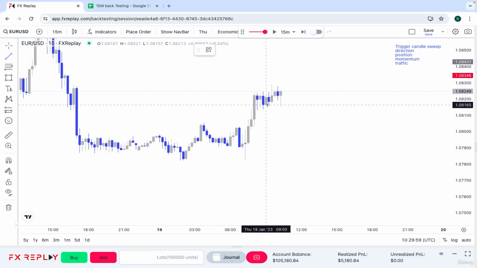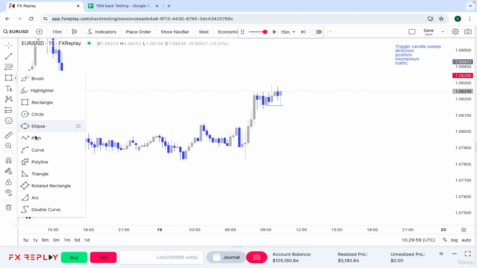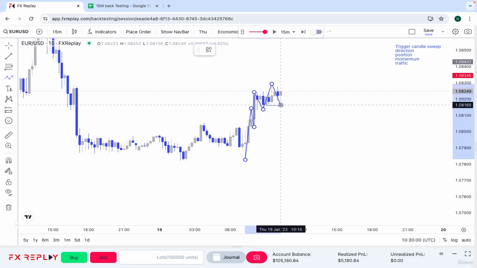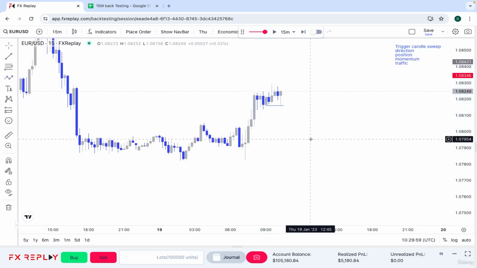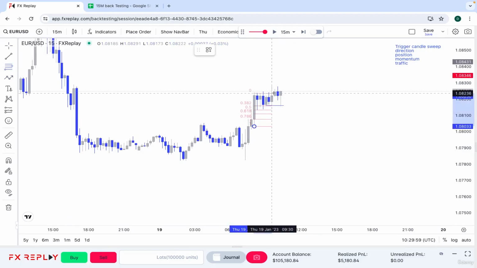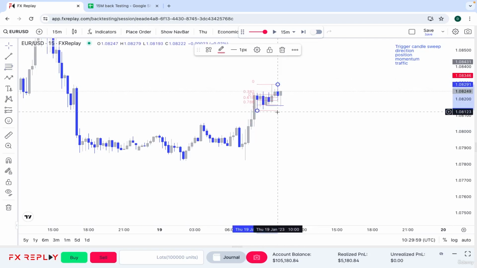So we have a trigger candle sweep there. There's our sweep. There's our trigger candle. We have direction. Last push up. There, there, there, there, there, there. So hopefully there. Now, momentum, position. So the last push up was from here. In fact, no. The last push up was here to here. So we've come back to the 78 there.